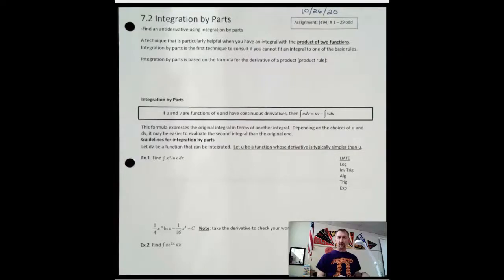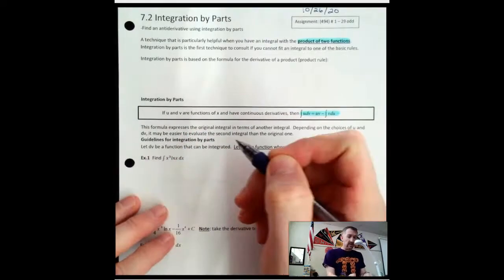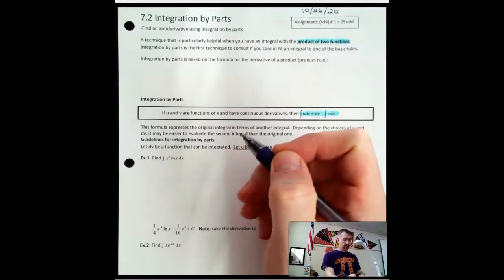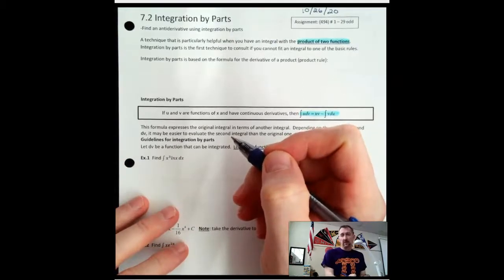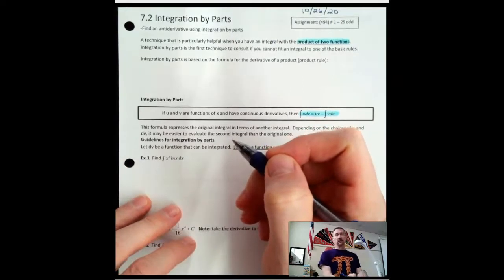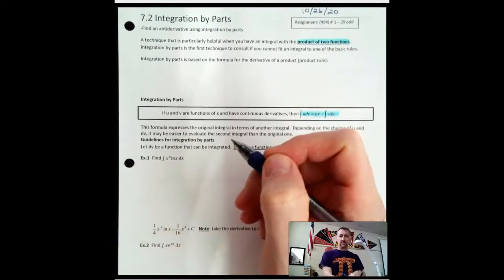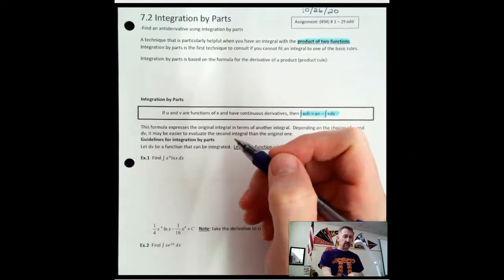Alright, so this should be around October 26th, and we're going to do integration by parts. A lot of things can't be integrated, but some things can be adjusted so that we can integrate them, like we use u substitution, and u substitution allows us to integrate some things.